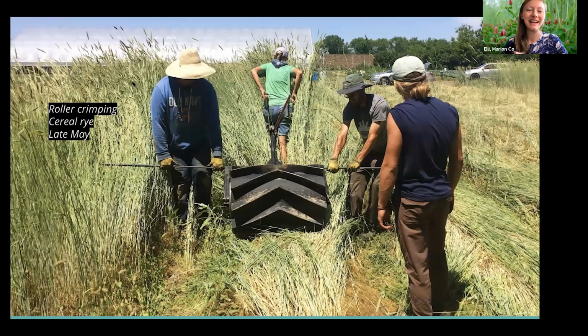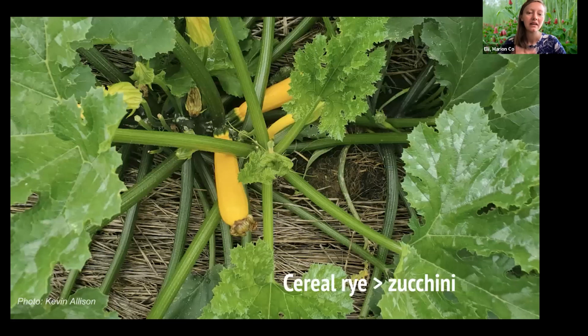I don't recommend trying this at home by hand necessarily. There are attachments for walk behind tractors, we just did not have one in this situation. So that's actually me trying to pull a specially fabricated roller crimper across cereal rye, and then summer squash is going to be planted right into this cover crop. Here's an example from a different farm where that was done not with a mechanical crimper, but actually by hand, crimping the cereal rye and then zucchini planted into it.